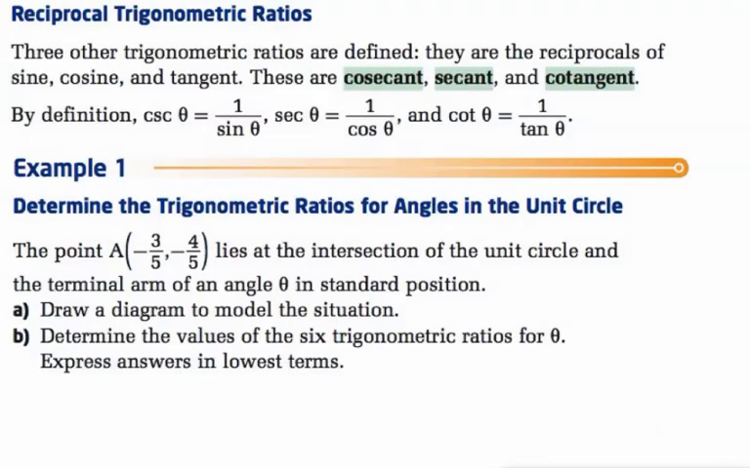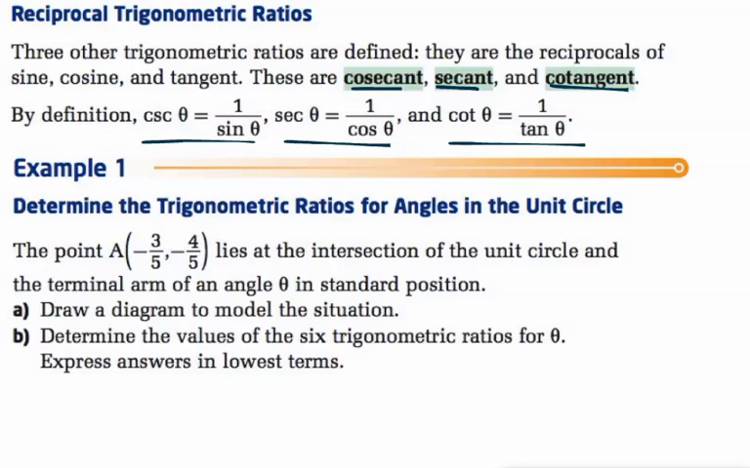Before we get into that, we need to talk about the other 3 trig functions: cosecant, secant, and cotangent. These 3 are just the reciprocals of sine, cosine, and tangent. So cosecant is the reciprocal of sine, secant is the reciprocal of cosine, and cotangent is the reciprocal of tangent. Those again will come into play a couple of times, but let's look at example 1.